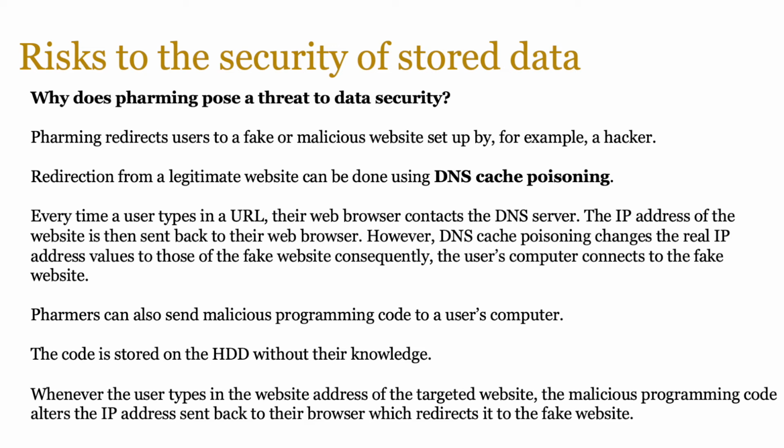We could deceive an entire community, an entire network of people that connect to a DNS server, and that means we can cause fraud on a massive scale. Farmers can also send malicious programming code to a user's computer as well, install viruses and further malware. The code is stored on the hard disk drive without their knowledge whatsoever. And whenever the user types in the website address in the future, the malicious programming code will alter the IP address and send back to their browser, which redirects it to the fake website. So there's no way out of this particular loop.